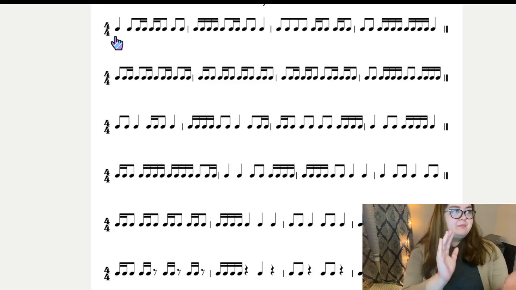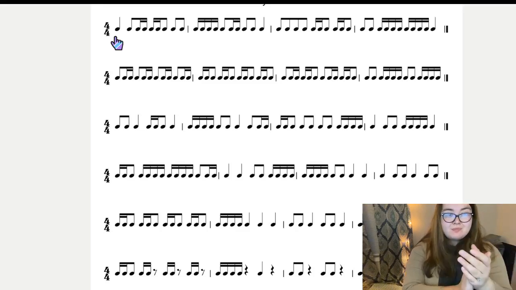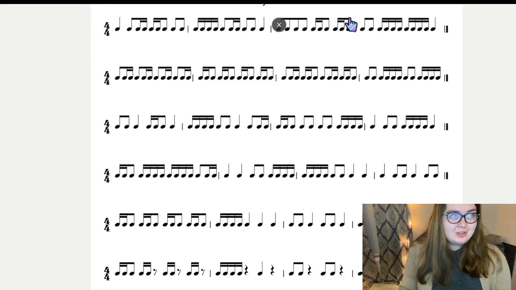Third line. 1 E and a 2 and 3, 4 and a 1 E and. Alright, you should have completed all of the 8 measures. So 1, 2, 3, 4, 5, 6, 7, 8. I hope that you are now pretty good at rhythms, especially 16th note rhythms. I can't wait to see what you got in store.